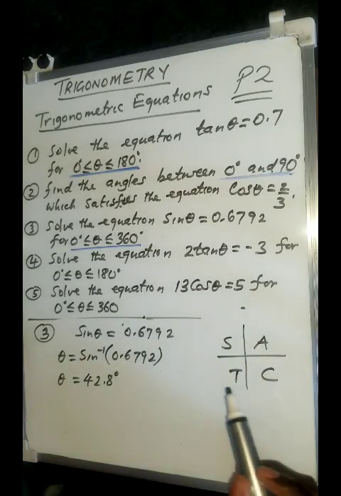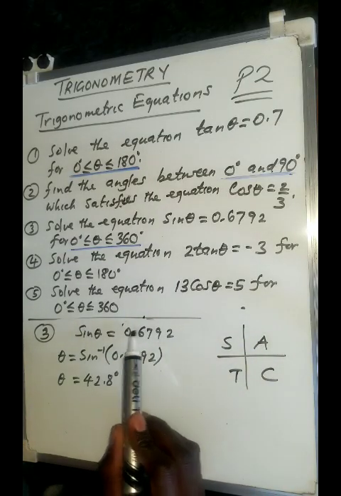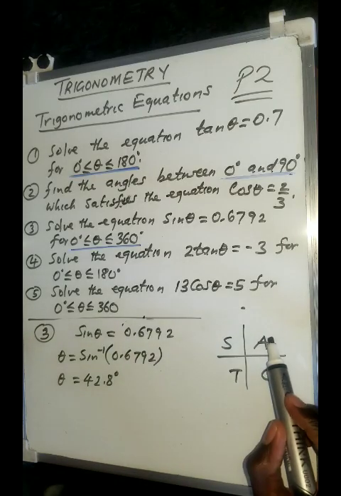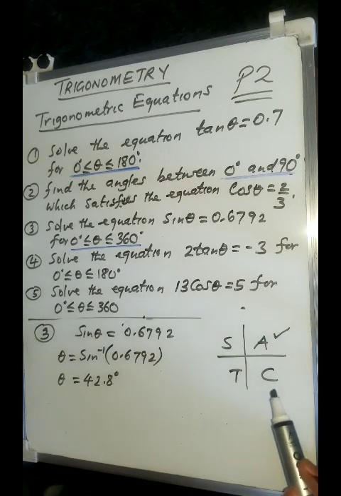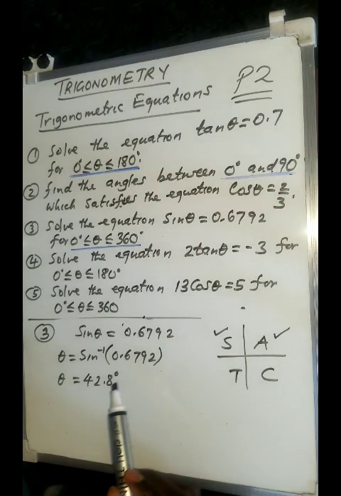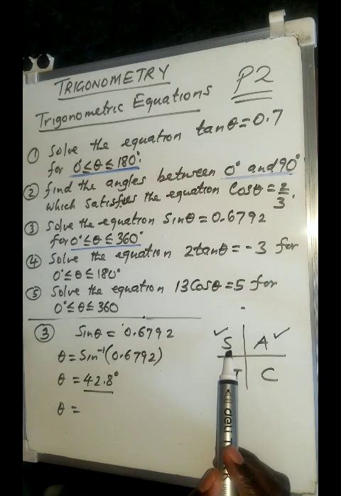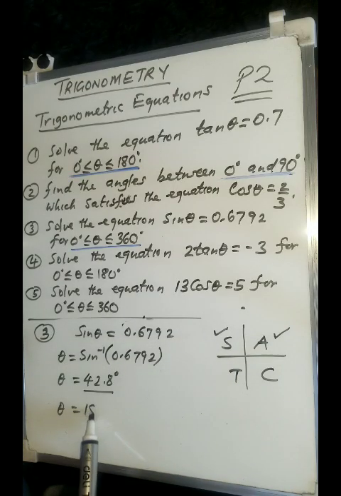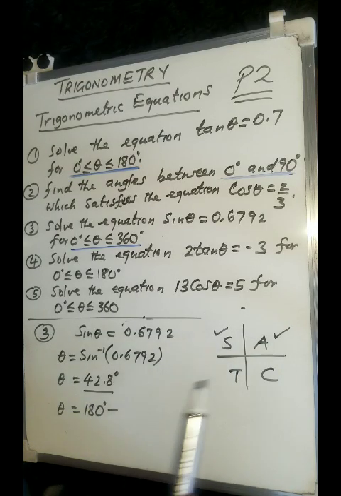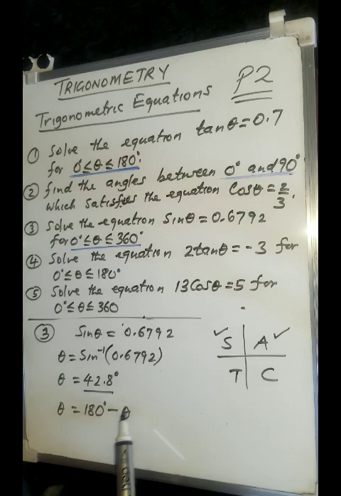Now, because they have not given us any restriction, if you go to your quadrant, all students take chemistry, you are going to find in which quadrant sine is positive. It is in the first quadrant and in the second quadrant. How do you get it in the first quadrant? This is the angle we get. How do we get it in the second quadrant? Remember what we said, it is 180 degrees minus the angle in the first quadrant. In this case, you just say 180 minus 42.8.